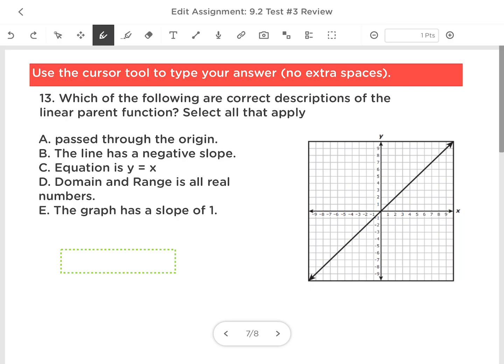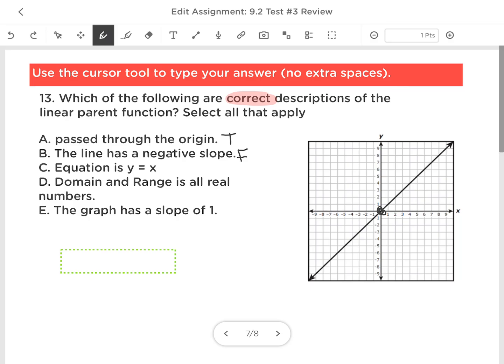It says, which of the following are correct descriptions of the linear parent function? Select all that apply. So we even have a picture of the linear parent function. And we want ones that are correct. So let's look. Passes through the origin. Well, yeah, that does pass through the origin. That's a true statement. The line has a negative slope. Well, a negative slope would be decreasing. This is increasing, so that is false.